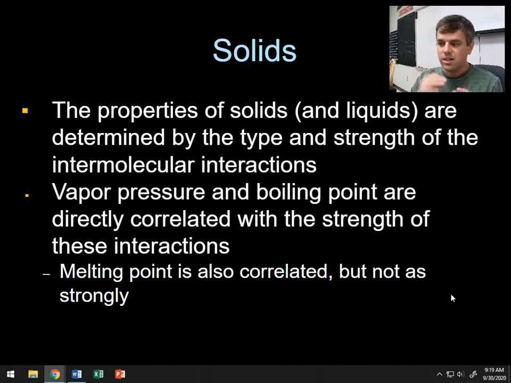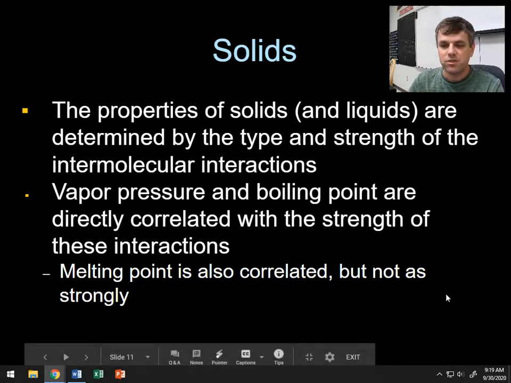Vapor pressure, if you're unsure, is this: if you have a container with a liquid in it, it's the partial pressure of the vapor above that liquid.